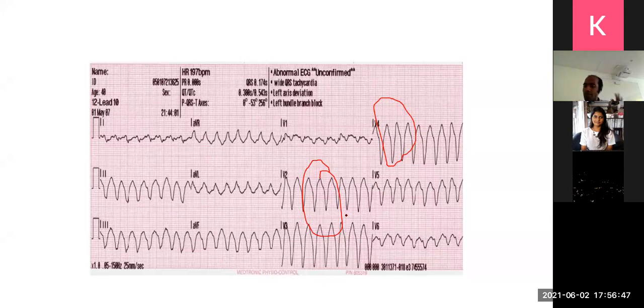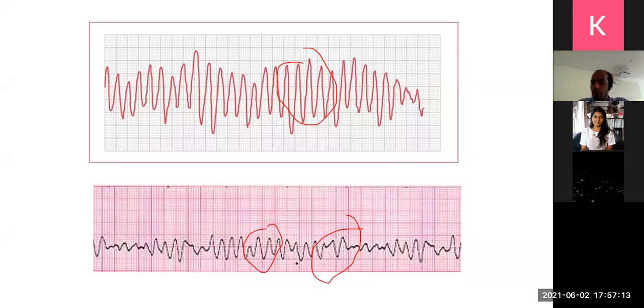So what are the features of a ventricular rhythm? Broad abnormal QRS. Broad abnormal QRS. And AV dissociation, you might not see it in every ECG. Broad QRS.